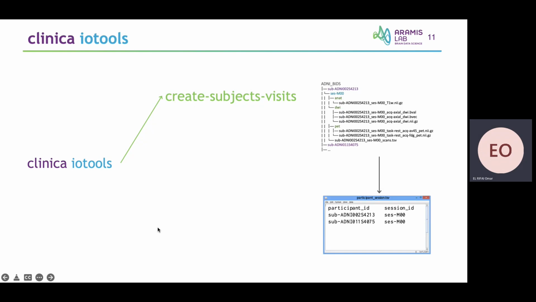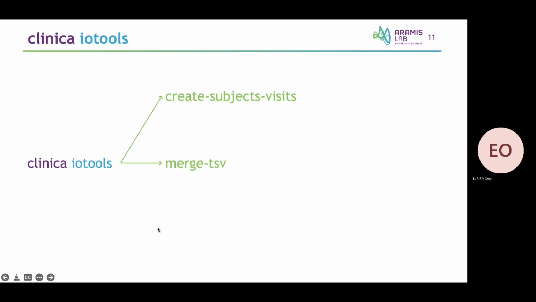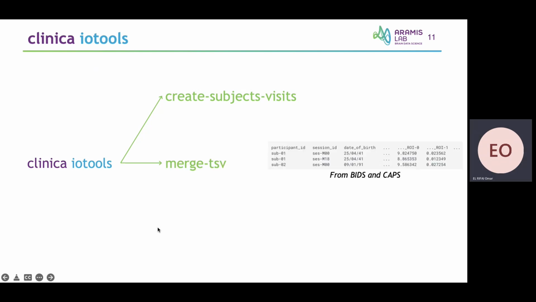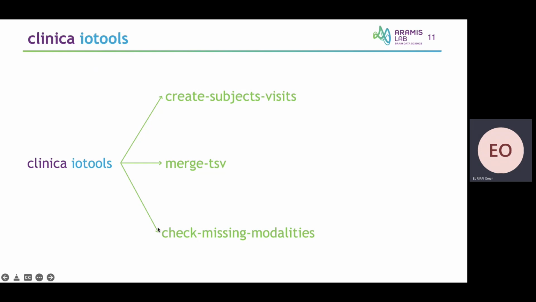We have 3 data manipulation tools that can be invoked through clinica iotools as well. Create subjects visits, which takes a BIDS data structure and outputs as a TSV the list of participants and the sessions. We have merge TSV, which outputs in form of a TSV the outputs of our different pipelines. And we have check missing modalities, which lists the modalities for each participant that are available in our BIDS datasets.